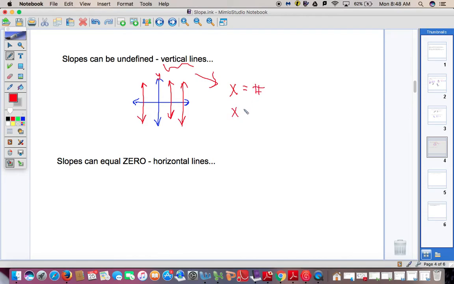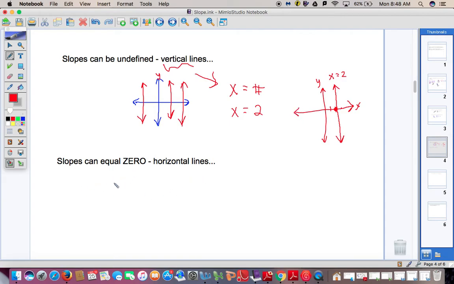Okay, so x equals 2. We're going to go through 2, and it's going to be a line that looks like this. So this is the equation of x equals 2, where this is your x-axis and this is your y-axis. Okay, slopes can also equal 0.